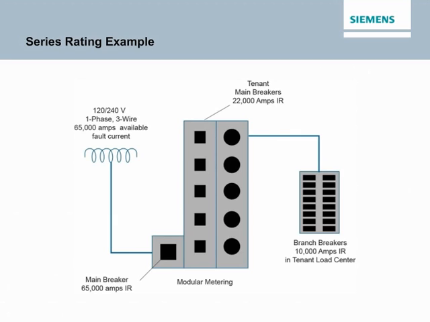For example, the main power of an apartment complex might have 65,000 amps available fault current. The main disconnect must be capable of interrupting this fault current. The tenant main breakers, however, may only have to be rated for 22,000 amps of fault current, and the branch circuit breakers in tenant load centers may only have to be rated for 10,000 amps of fault current. Series-rated circuit breaker combinations must be tested in series in order to be UL recognized. In addition, NEC Article 110.22 requires the series ratings to be marked on the service entrance equipment enclosure.